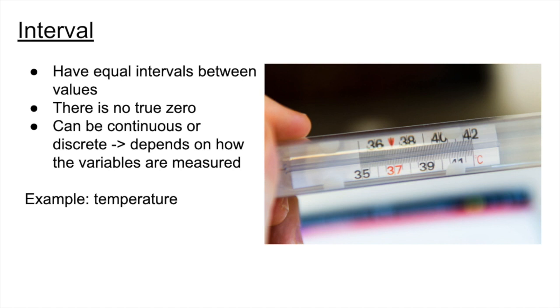Interval variables can be continuous or discrete. This all depends on how the variables were measured. A continuous variable is one that has infinite possible numbers that fall between two values.